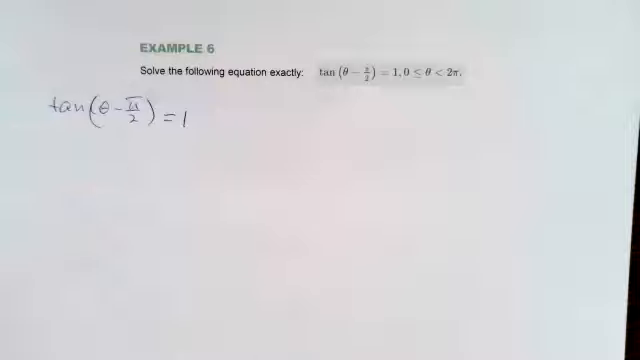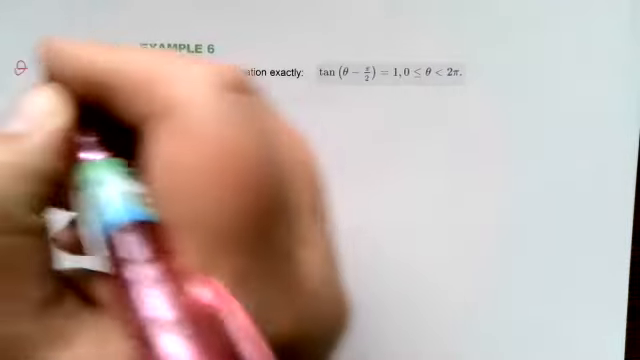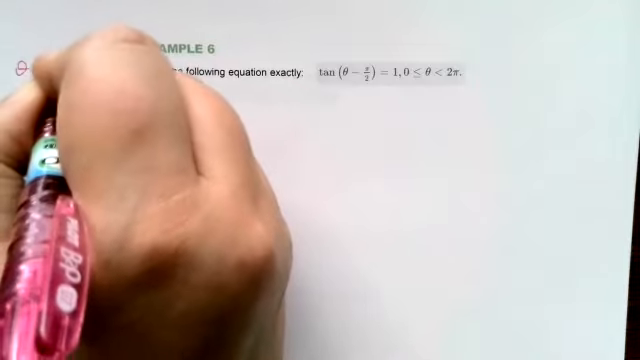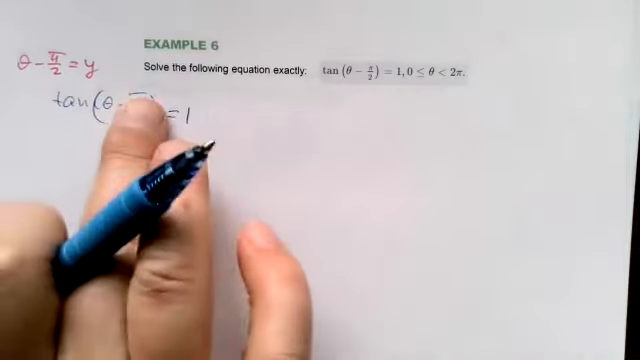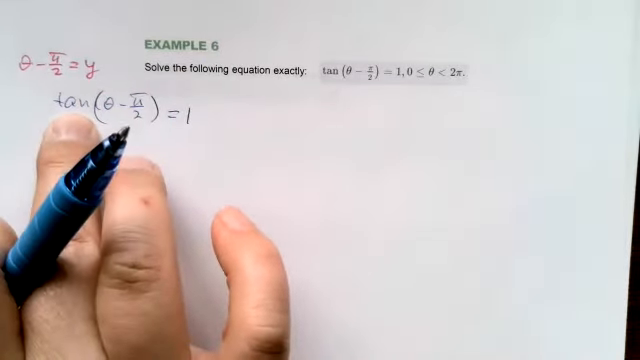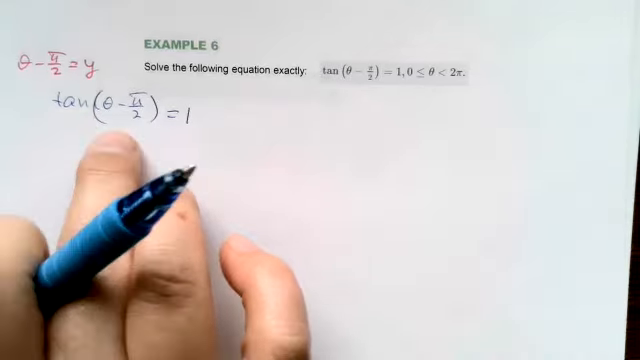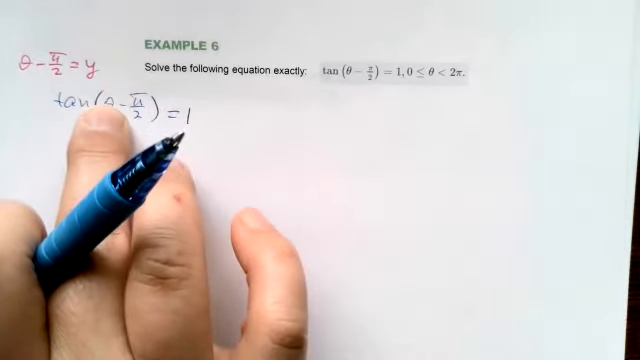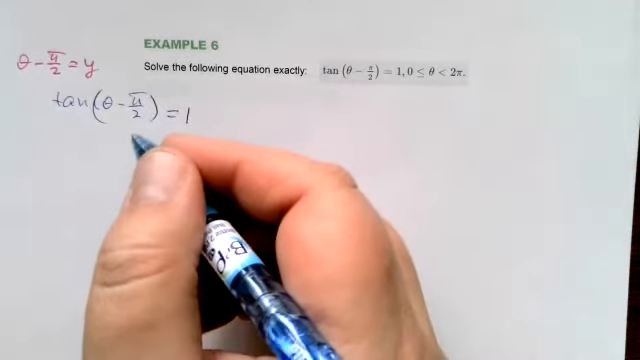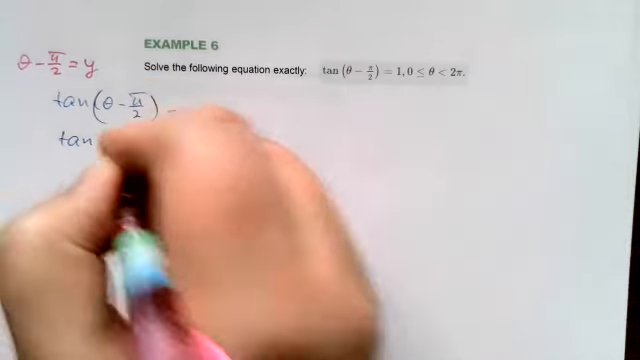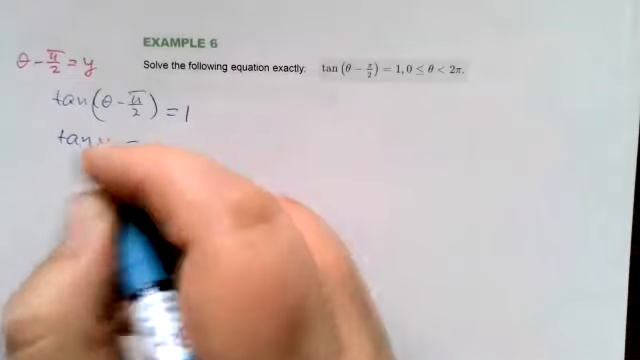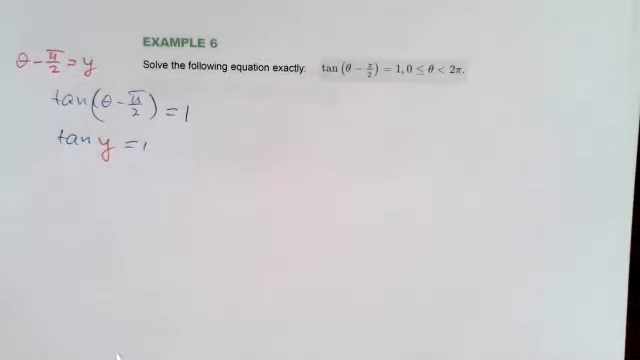In order to simplify it visually, we could use a substitution for now. We could say, okay, this theta minus pi over 2, we're just going to call it y. So this is just one thing, this is the argument inside the tangent. Once we know what this is equal to, we go from there. So for now, we're looking at tangent y equals 1. And now this equation is not as complicated, right?